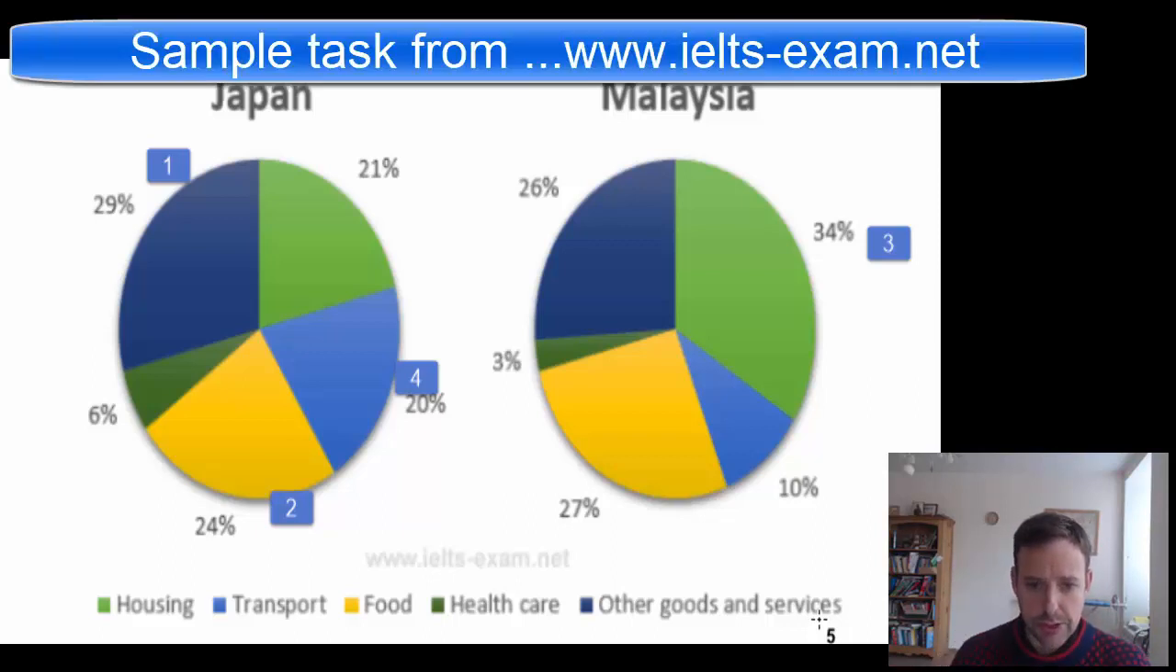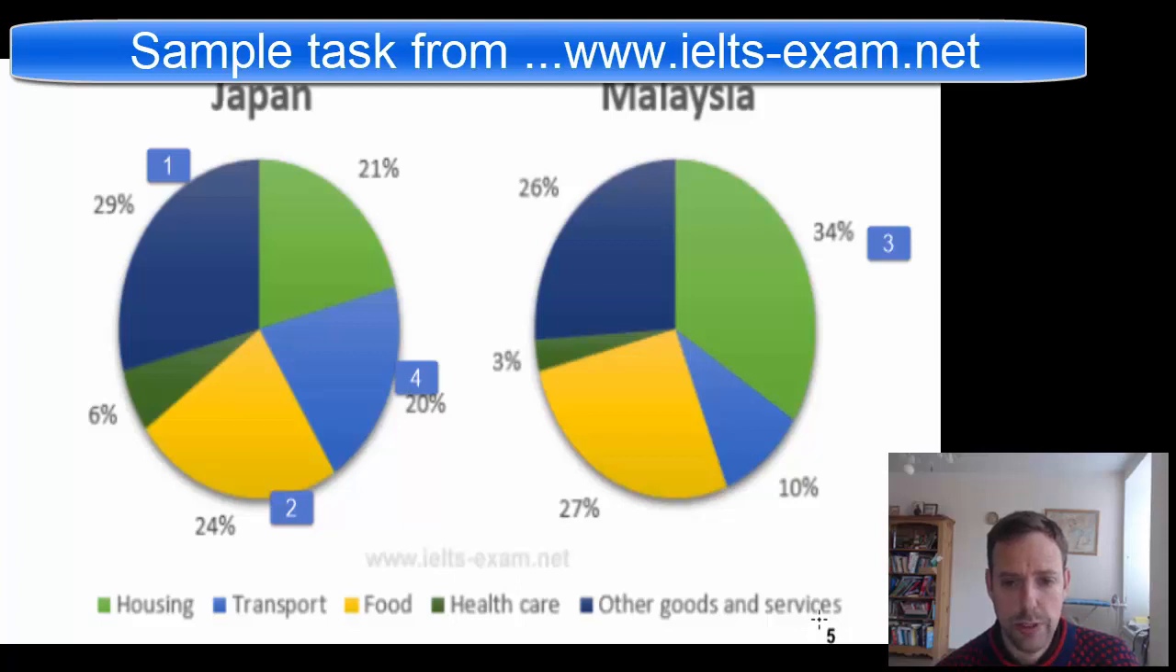And then another similarity is the food. That's interesting. I didn't predict that. I thought the Japanese relative cost would be lower, but the Japanese households, on average, allocate 24% of their budget. I suppose they don't allocate their budget, they actually spend. 24% of the money spent is spent on food, very close to Malaysia, 27%.